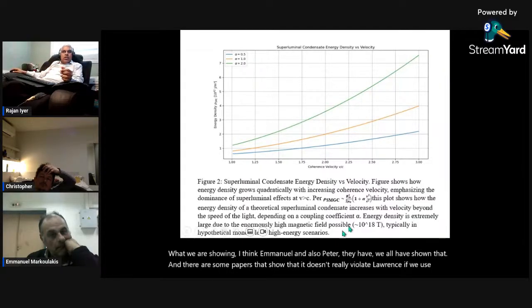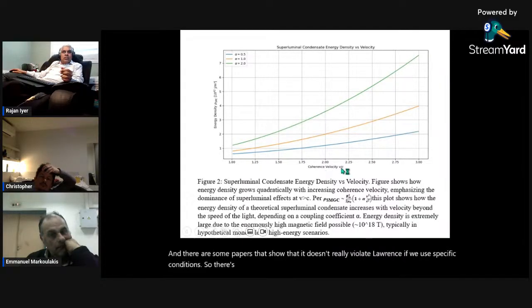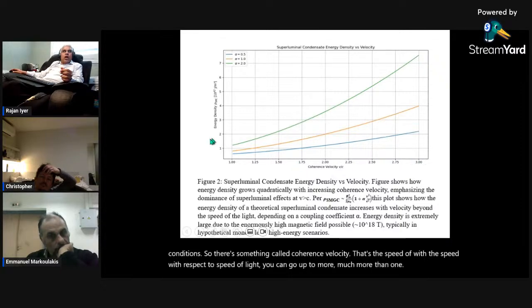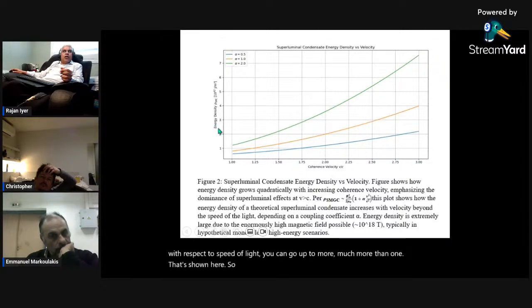So there's something called coherence velocity. That's the speed with respect to the speed of light. It can go up to much more than one. That's shown here. So what happens to the superluminal energy density? It can keep increasing. So the superluminal condensate energy density grows quadratically with increasing coherence velocity.